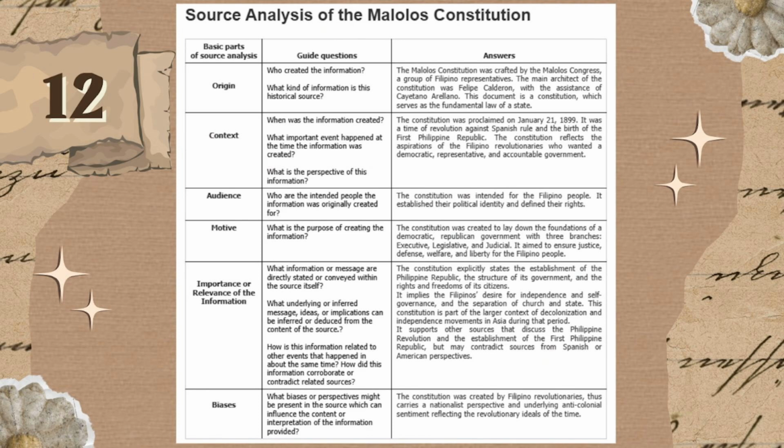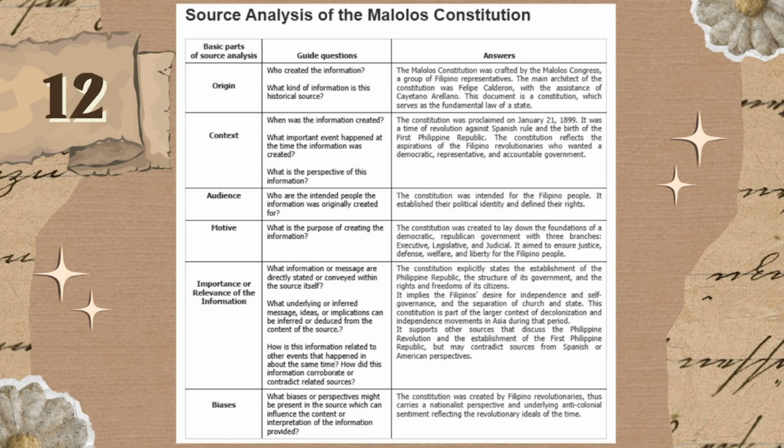So the next one is the importance or relevance of the information. What information or message is directly stated or conveyed within the source itself? What underlying or inferred message, ideas, or implications can be deduced from the content of the source? How is this information related to other events that happened at about the same time? How does this information corroborate or contradict related sources?